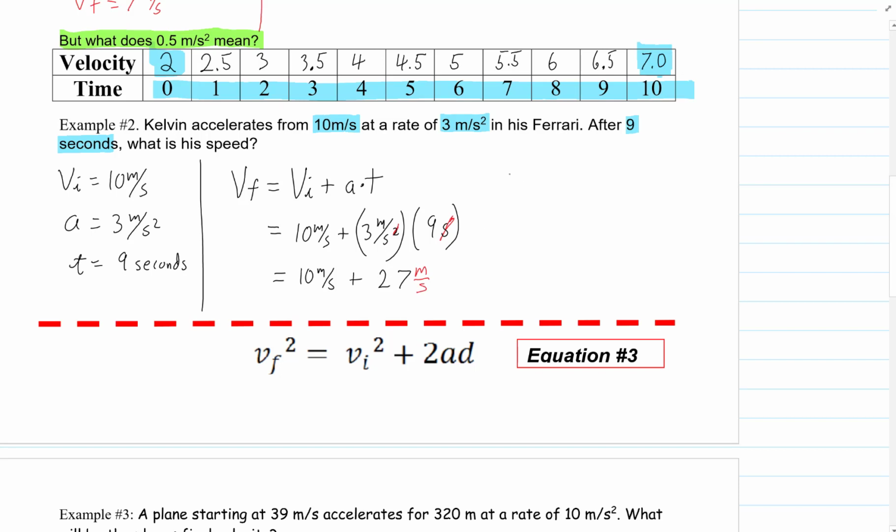So the end result is that VF is going to equal 37 meters per second. That's his final speed.